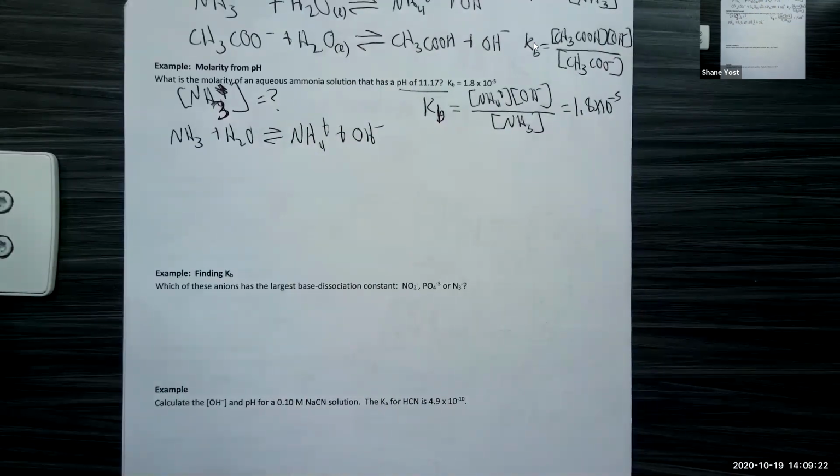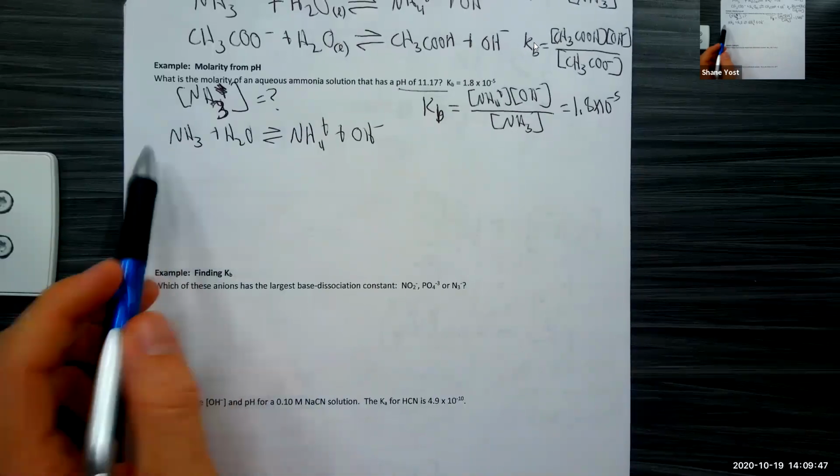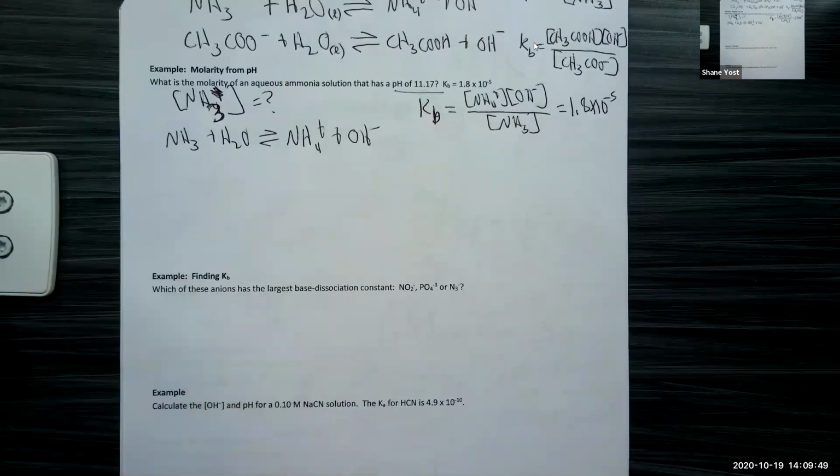Right. So again, I'm just writing out what we know. What we're given is that we have this ammonia in solution. We know ammonia in solution acts as a weak base and has this equilibrium reaction, which has a Kb of the following expression and given numerical value. We're also told the pH is 11.17, and we're looking for the concentration of ammonia here.